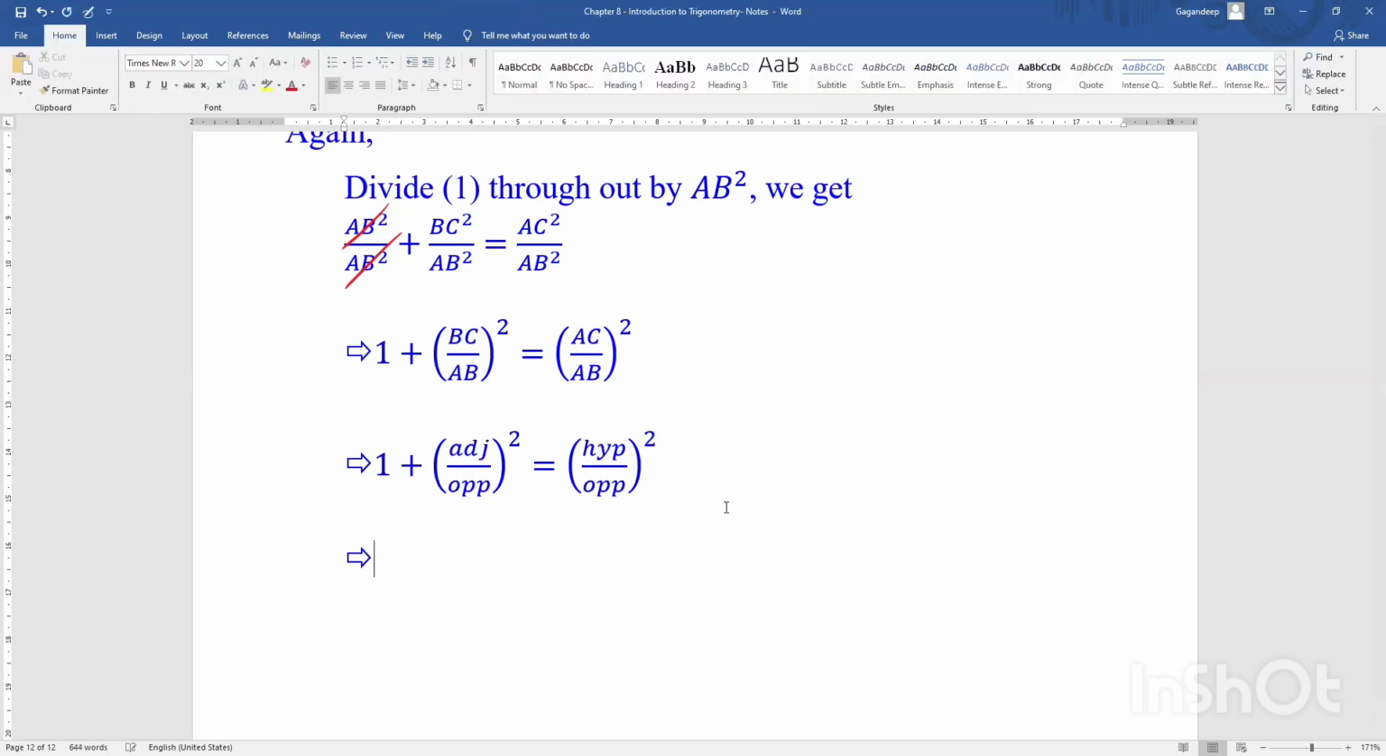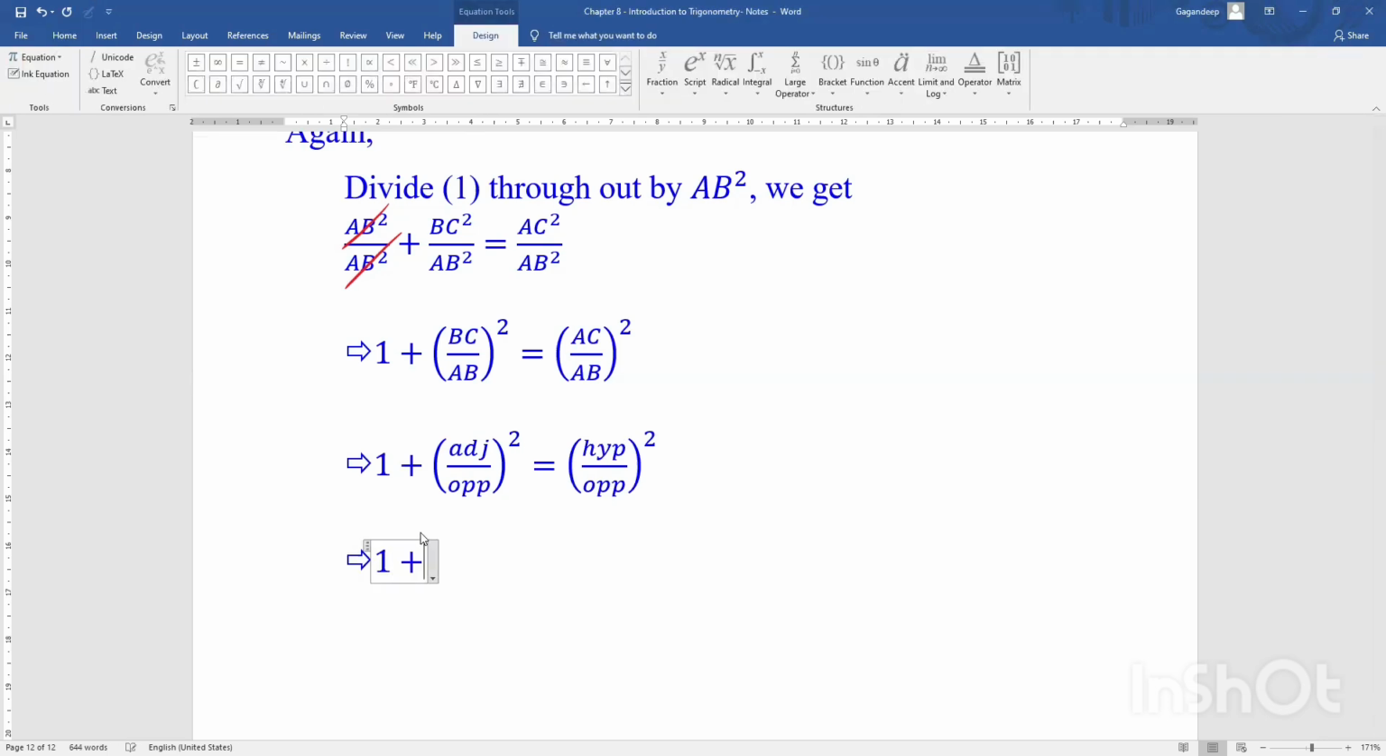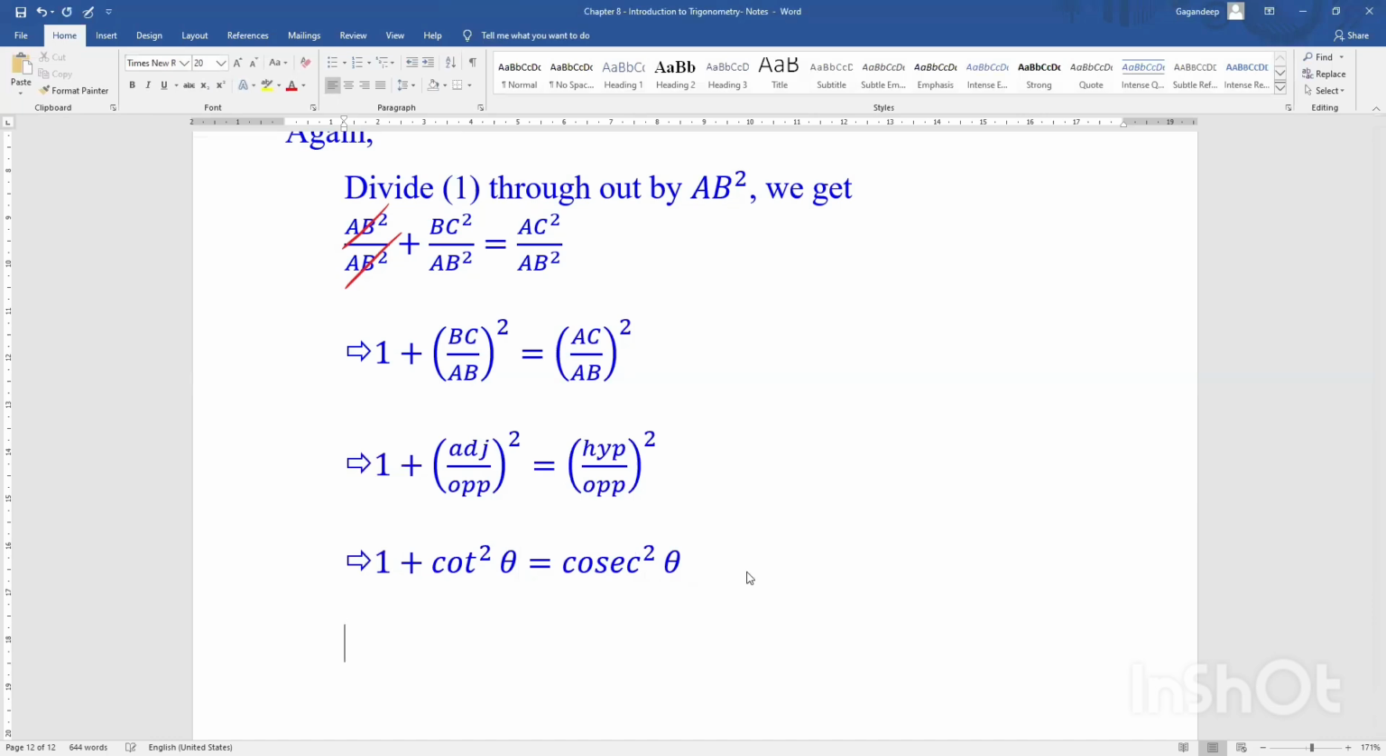Next step, I write 1 plus adjacent by opposite, which is nothing but cot theta, so cot square theta. 1 plus cot square theta equals hypotenuse by opposite, which is cosecant square theta. This identity I can rewrite like this: cosecant square theta equals 1 plus cot square theta. Okay, so done.